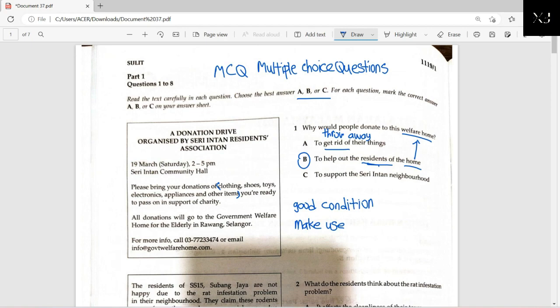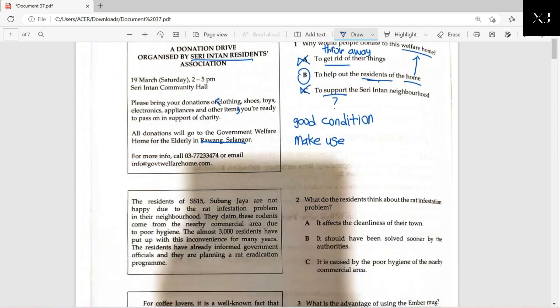No, it didn't say anything that we had to support them. Okay, it just says that it's organized by the Seri Intan residents, and they're gonna donate it to the home for elderly in Rawang, Selangor. There's no mention of Seri Intan. So these two answers, A and C, are not our answers. These two choices, not these two answers. Okay, let's see the second question.